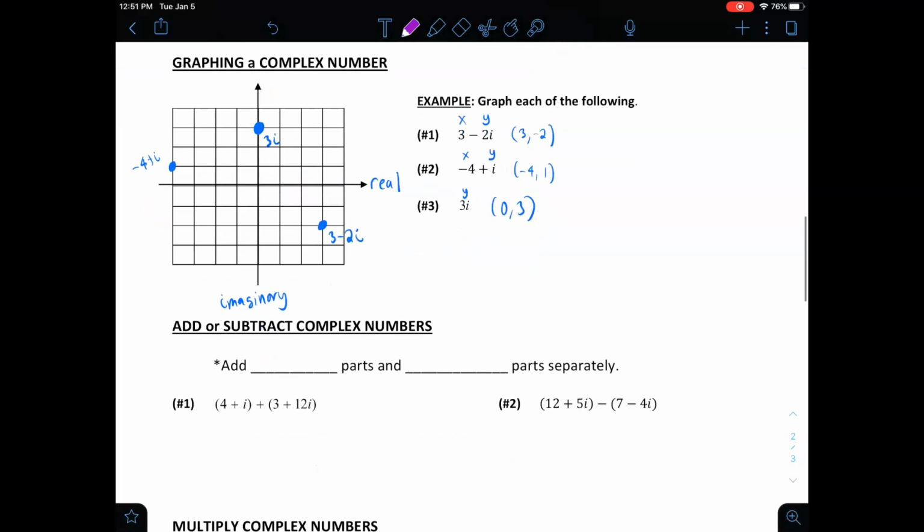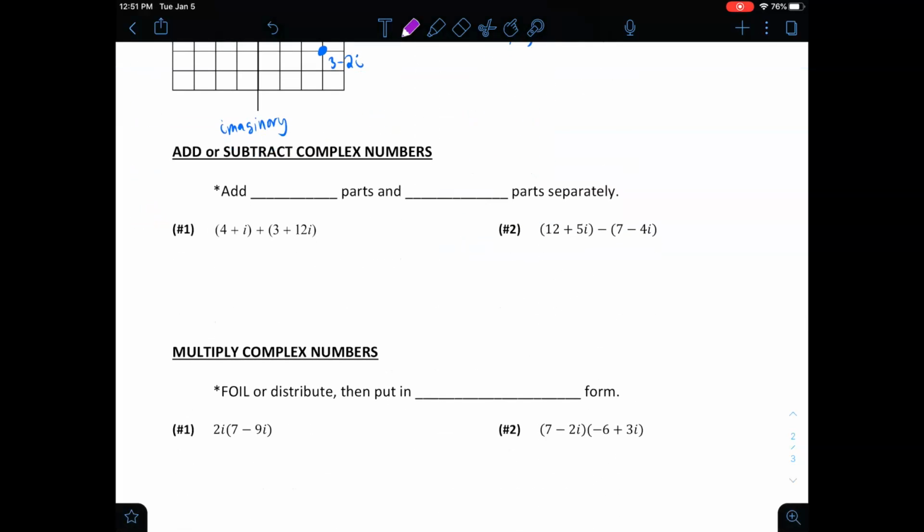All right, let's keep moving along here. Adding or subtracting complex numbers. What we're going to do here is kind of like combining like terms. We're going to add the real parts and the imaginary parts separately. And when you're doing this, you want to make sure that you distribute negatives first and rewrite it without the parentheses before you get moving along, okay?